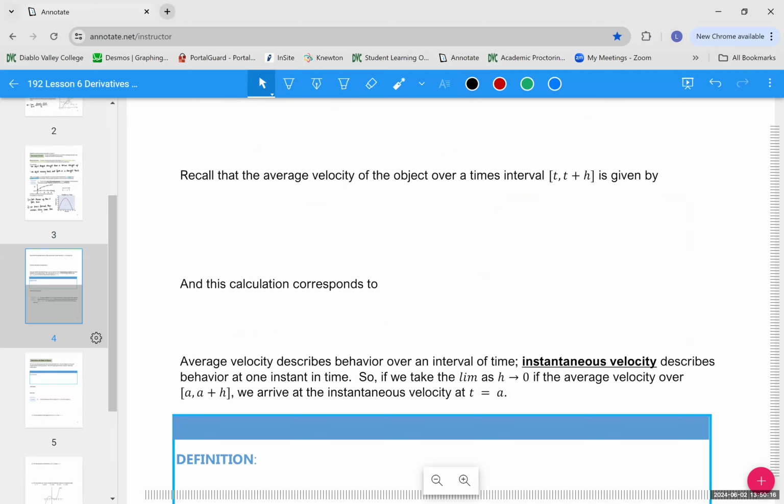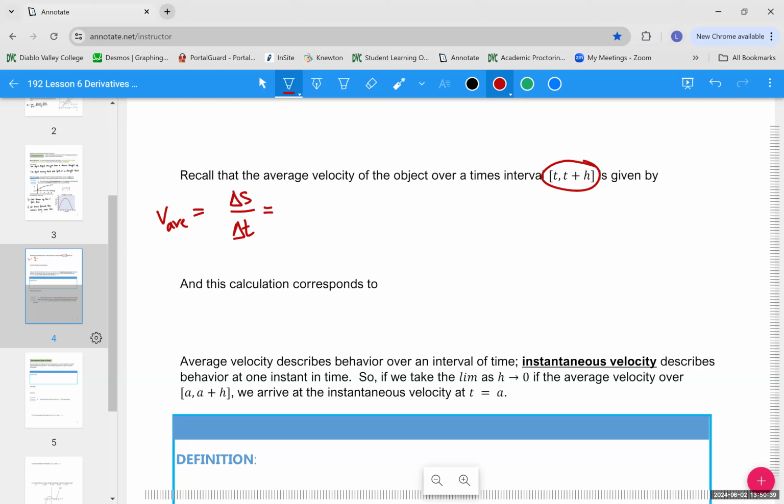Okay, so we're going to move past that a little bit and go back to talking about average velocity, which we did in lesson 1. If we were talking about average velocity over this time interval, remember, average velocity is the change in position over the change in time.